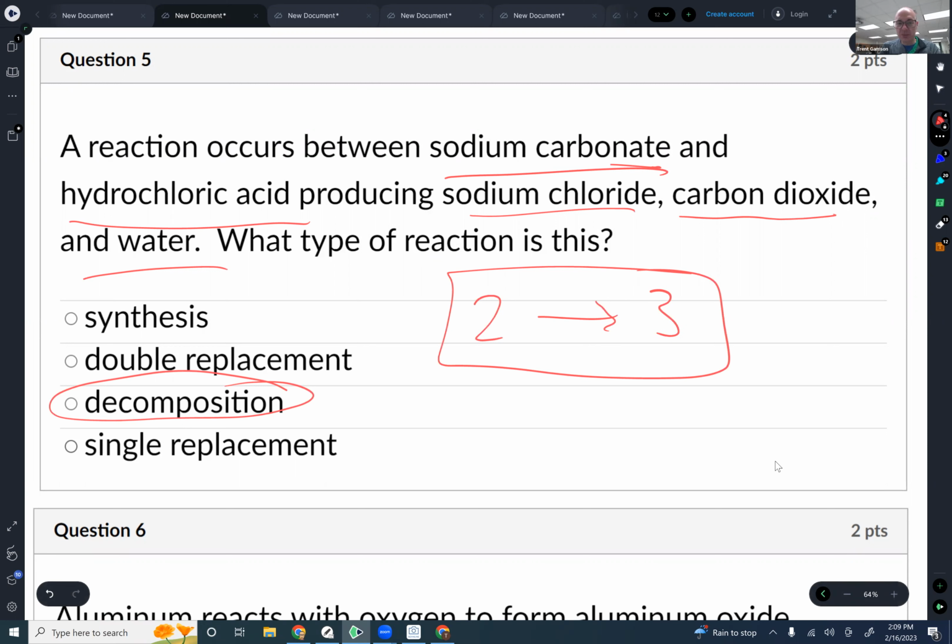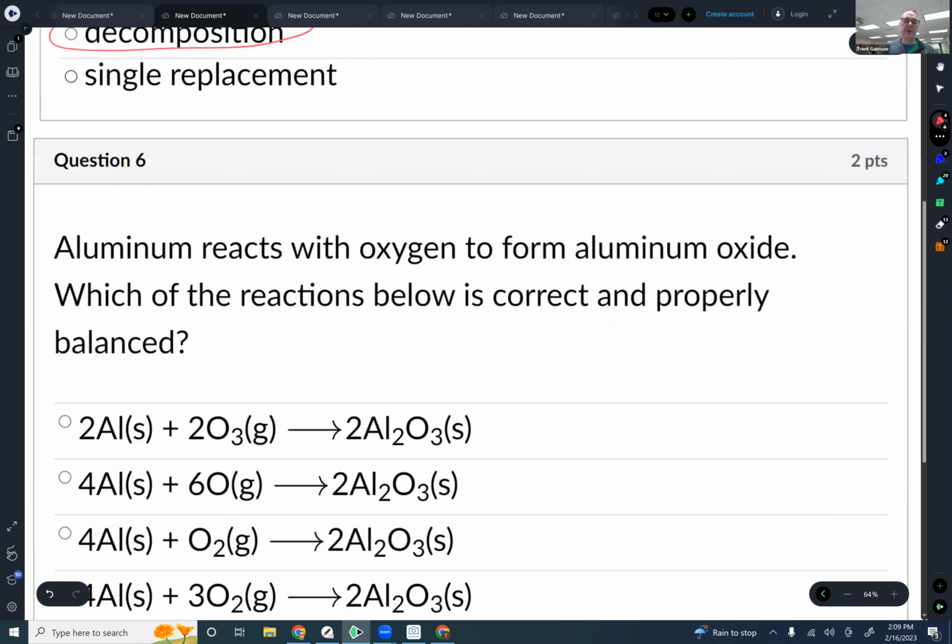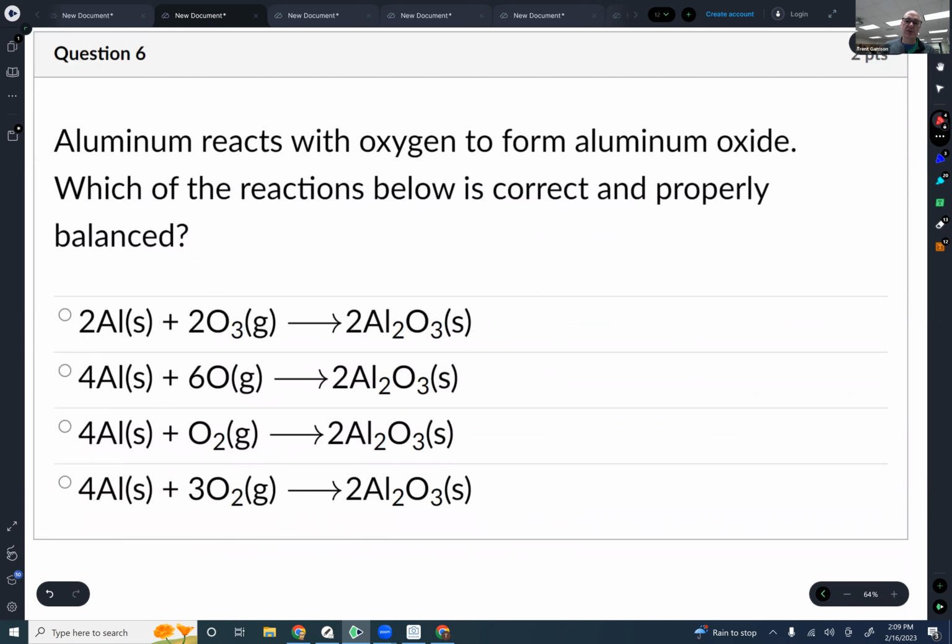So that one's a little bit more difficult for you to see. Hopefully, though, that would not have thrown you too much and that you won't think that it's always going to be a single replacement, double replacement in that scenario. Aluminum reacts with oxygen to form aluminum oxide. Which of the reactants below is correct and properly balanced?